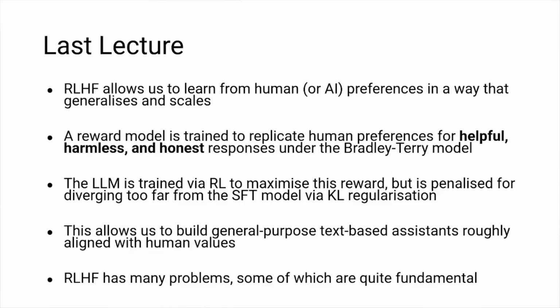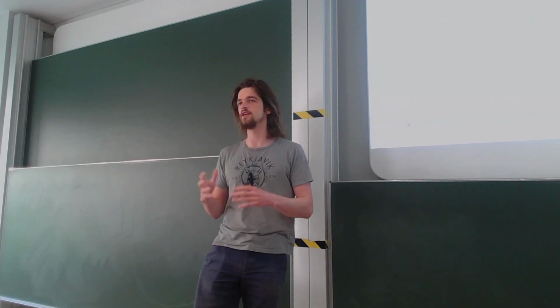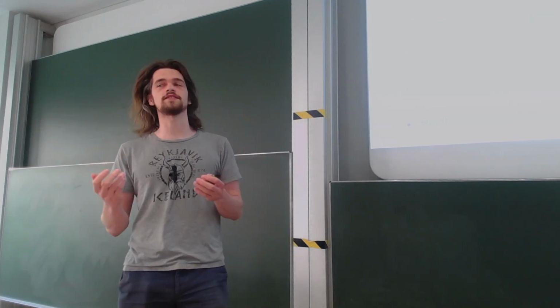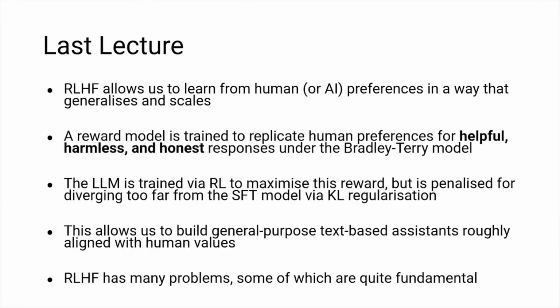Okay, so just to quickly recap last lecture. We learned about reinforcement learning from human feedback and how it allows us to learn from human or even AI preferences in a way that generalizes and scales, or at least generalizes and scales better than SFT does. We saw that the reward model is trained to replicate human preferences, and these human preferences are supposed to be aiming towards making responses more helpful, harmless, and honest. And it uses this Bradley-Terry loss model. And then the language model is trained via reinforcement learning to maximize this reward, but we have a penalty for it diverging too far from the SFT model with a KL regularizing term.